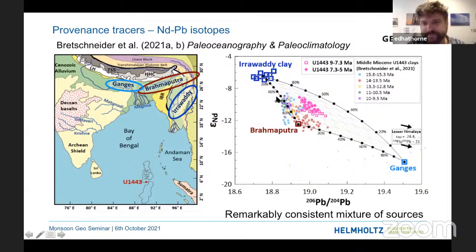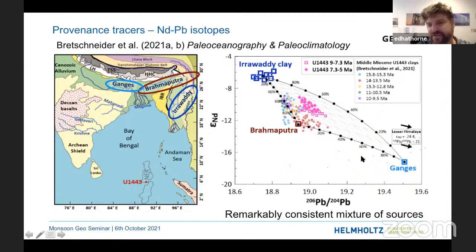And what we see is in the mid-Miocene intervals, and then also here in the late Miocene, generally everything's plotting in the same sort of area. It's a mixture of Irrawaddy-like, which could be not just the Irrawaddy, it could be the Indo-Burman ranges coming off the Arakan coast, or rivers even coming in through the Brahmaputra from this side. So I'm going to call that Irrawaddy-like in the rest of the talk.